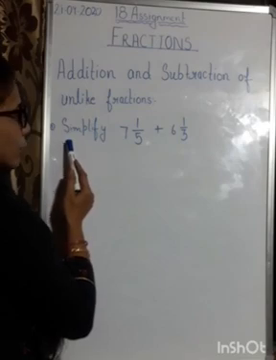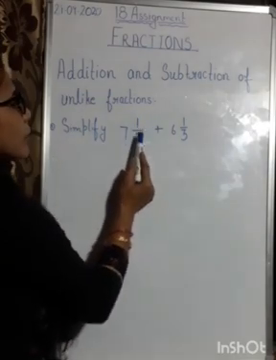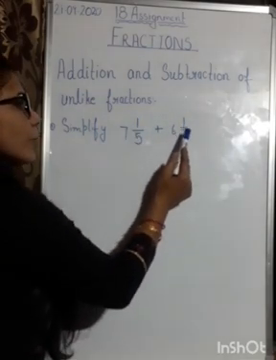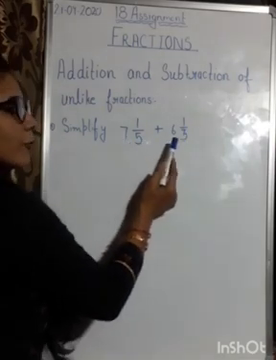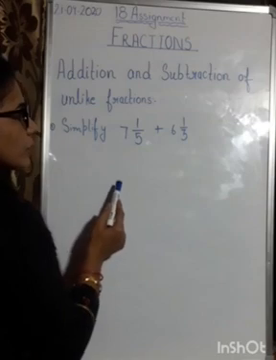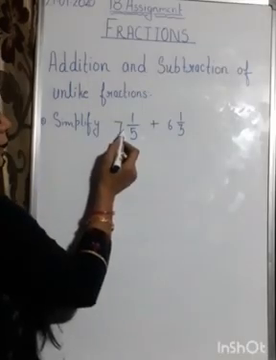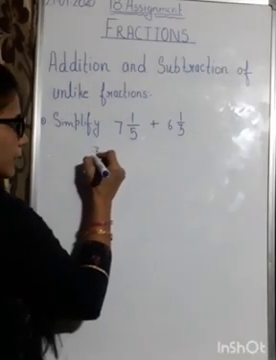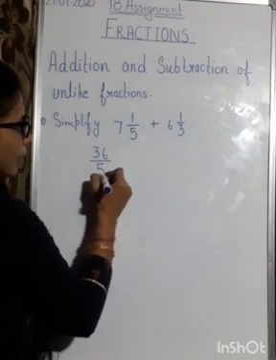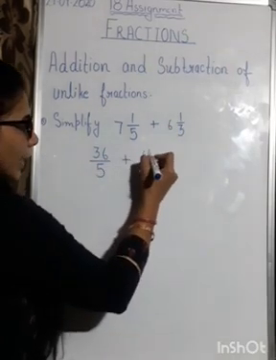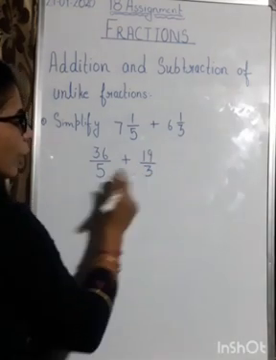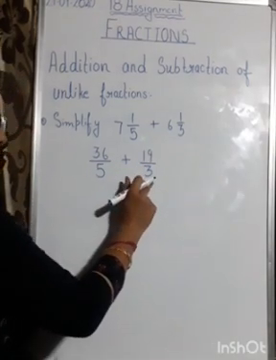Next we are having addition and subtraction of unlike fractions. So here we are having one question, simplify 7 whole 1 by 5 plus 6 whole 1 by 3. As you can see, they are mixed fractions, so we have to convert them into improper fractions. So 5 sevens are 35 plus 1, 36. This is 36 by 5. Then 3 sixes are 18 plus 1, 19. 19 by 3. So now I am getting two unlike fractions.